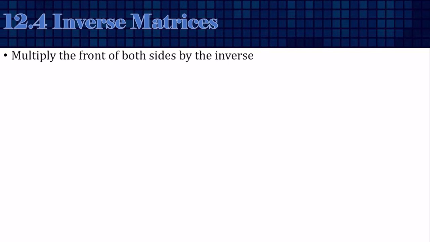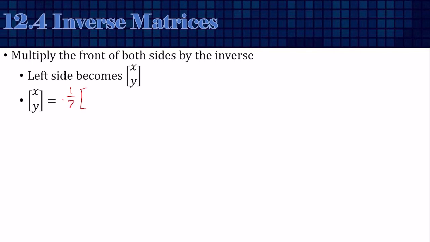So the left side, remember, is going to cancel out to become XY. The right side then is our inverse that we had just found times the constants. And since the inverse was on the left of the left side, it'll be on the left of the right side too at the beginning.